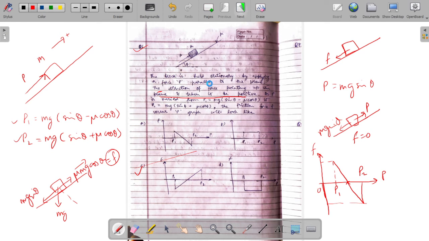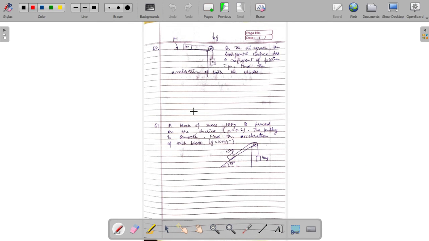Next, the next question. We have a block, and the block is kept on a surface which is having some friction. The coefficient of friction which we have is mu. So we have to calculate the acceleration of both the blocks. So this should be an easy one.